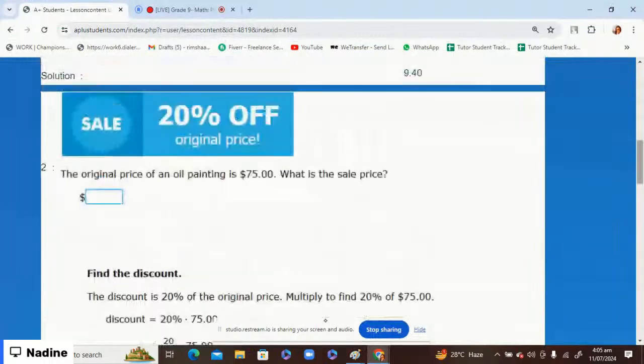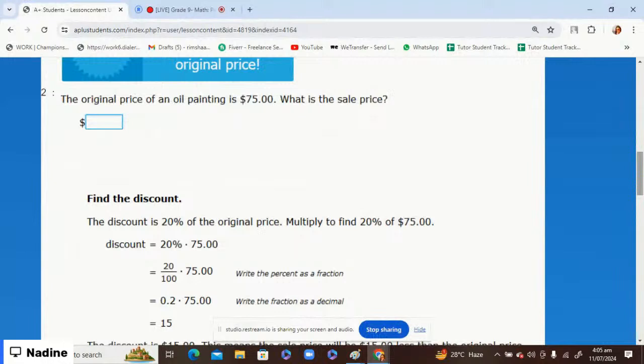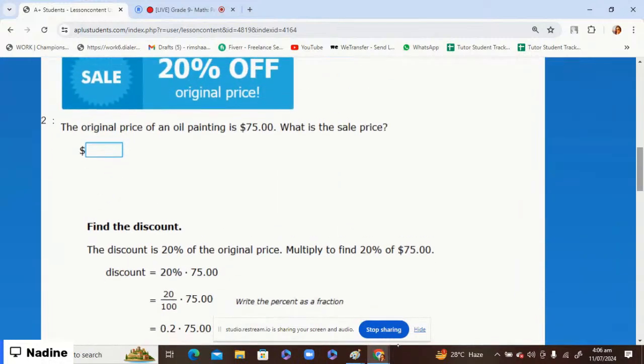So here, the sale is 20% off the original price. The original price of the oil painting is $75. What's the sale price? Here we are going to find 20% of 75. So what's the discount? Discount is basically how much is taken off the total original price.